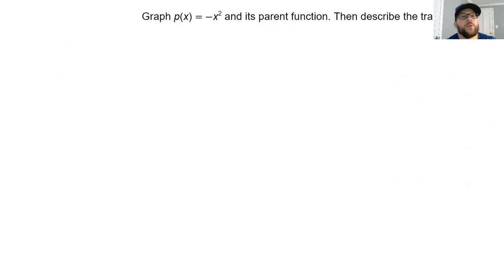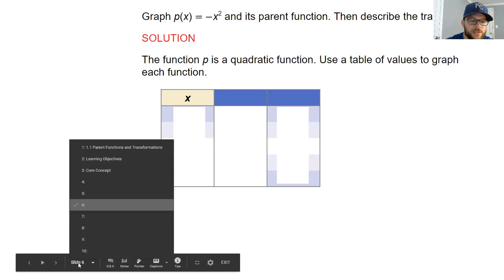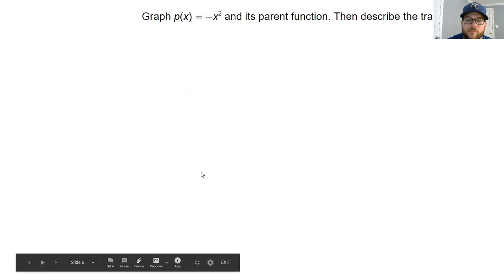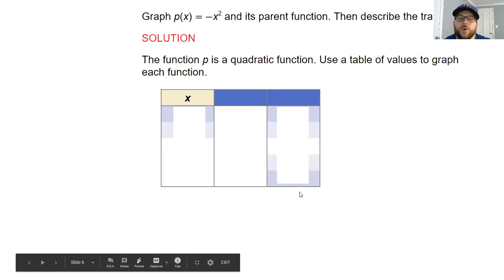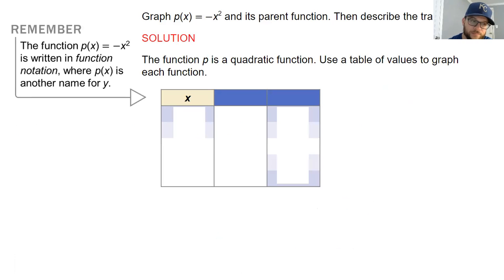Looking at a new one, graph p of x equals -x squared and its parent function, then describe the transformation. The function p is quadratic because it has an exponent of 2. It looks like this parent function that we talked about on this slide right here, x squared. So we're going to use a table of values to help graph the parent function and its new function. So -x squared is written in function notation.